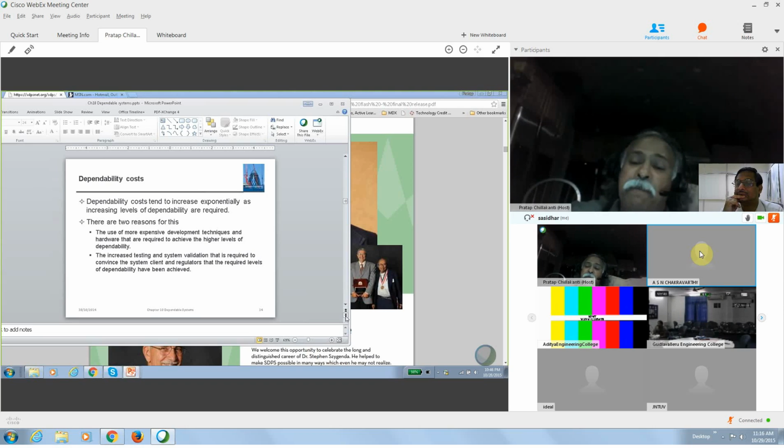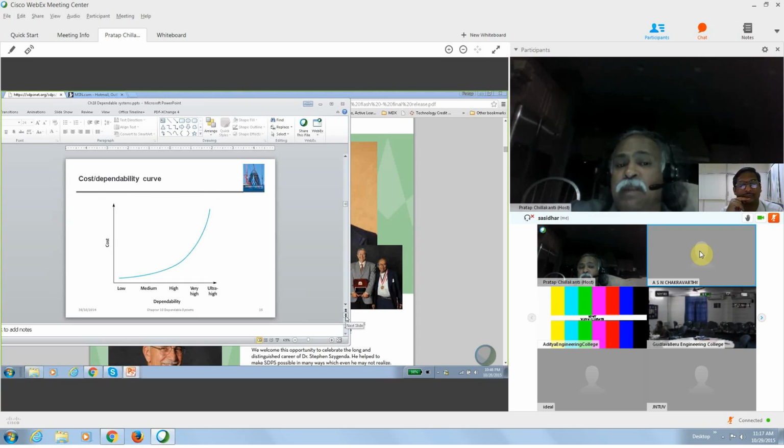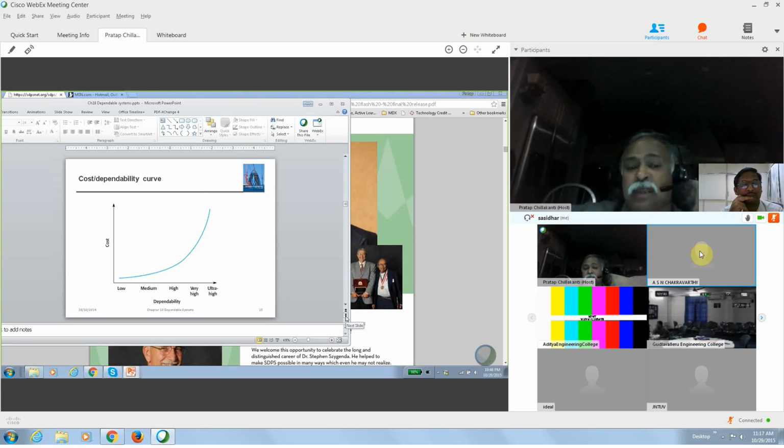So dependability again is business driven. What is important to your business? How absolutely important is it? So you have to do some kind of trade-off analysis when you talk about dependable systems. Here is a nice graph of dependability versus cost. The higher the dependability, the higher the cost. It's a pretty standard curve that we see in many aspects of engineering.